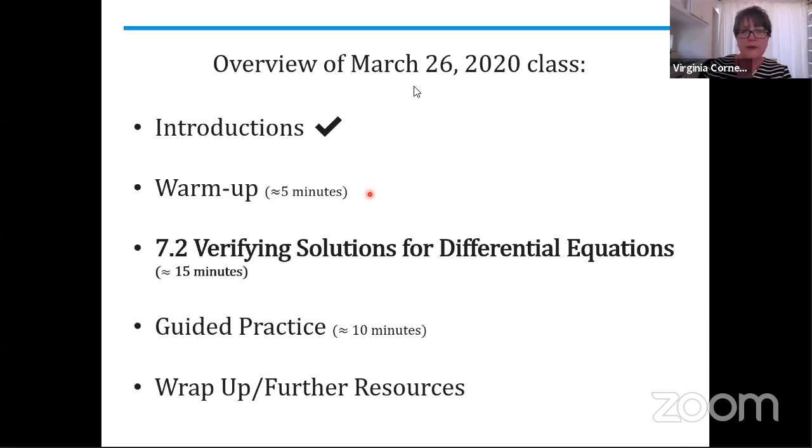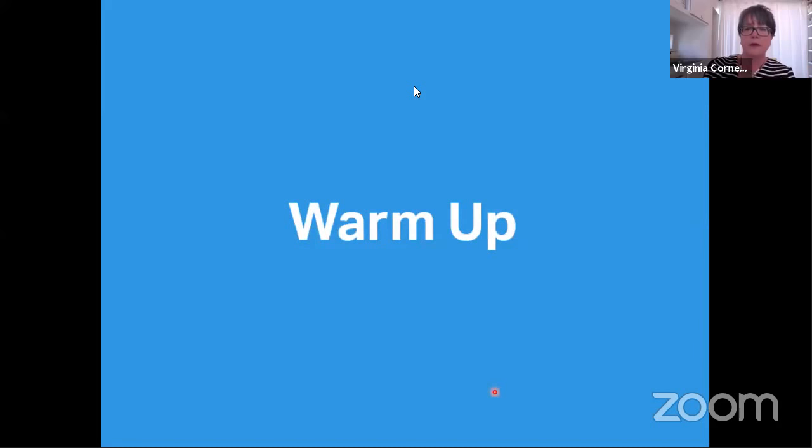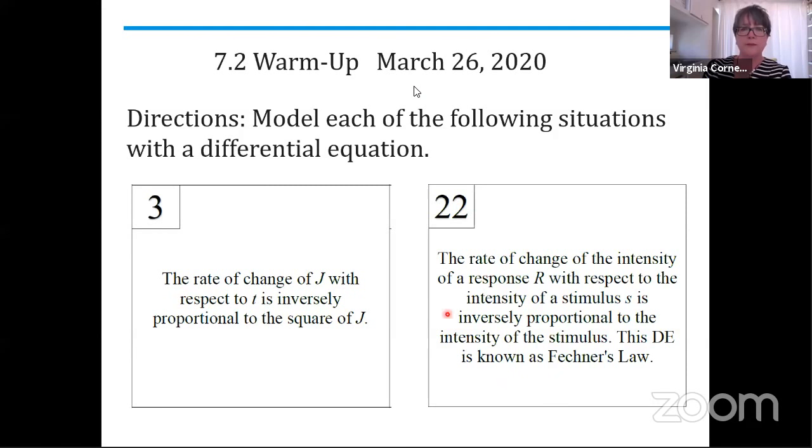In a little bit, we're going to see our warm-up for today and go over that warm-up. That's going to take about 5 minutes. Then we'll get into our lesson, verifying solutions for differential equations. That's going to be about 15 minutes. It's going to go like yesterday, where I'll work a few and then I'll give you one to work on. Then we'll talk about that one and proceed in that way. Towards the end, we'll talk about all the resources that are available below every single video. There's that little description, and you can click on that link, and those resources will be posted after the lesson. So without further ado, we'll get started.